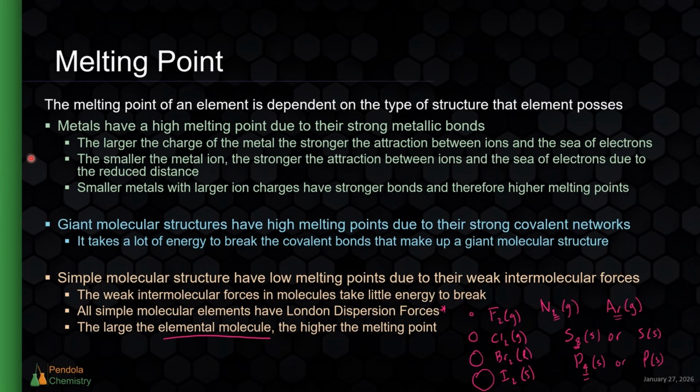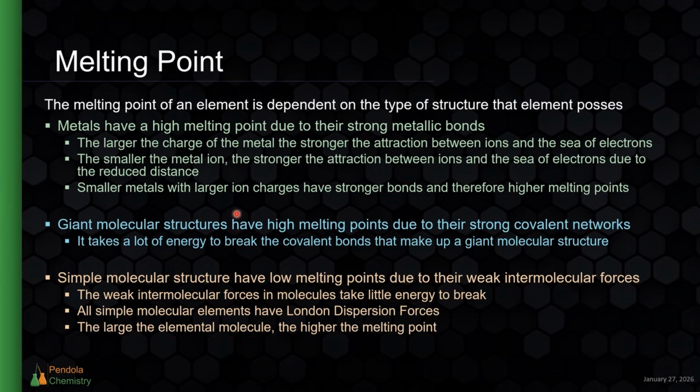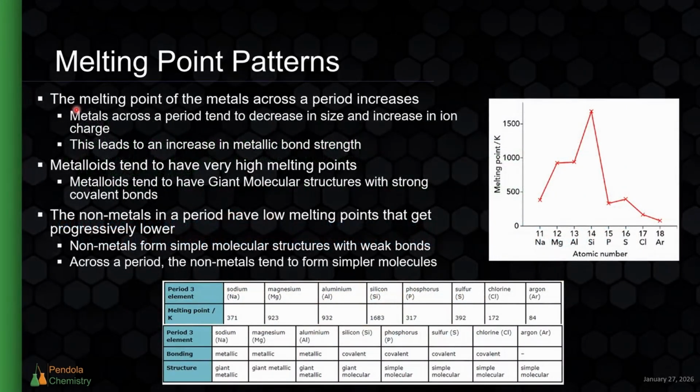Of course, this is still a simple molecular structure. It is not going to have as high a melting point as something like diamond or even some of the metals, but it is going to be higher than most other non-metals. So that's the trend in melting points. Now let's look at how this creates a pattern. Melting point patterns are going to appear based on the type of structure the elements have.